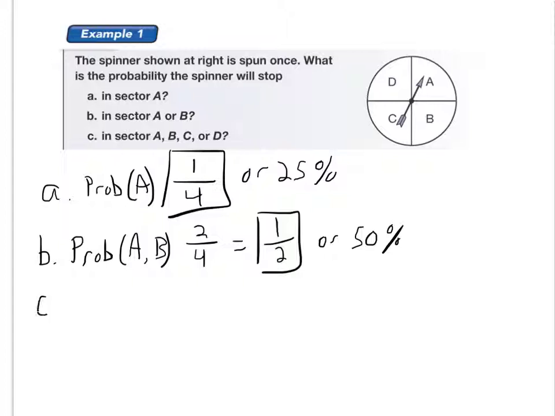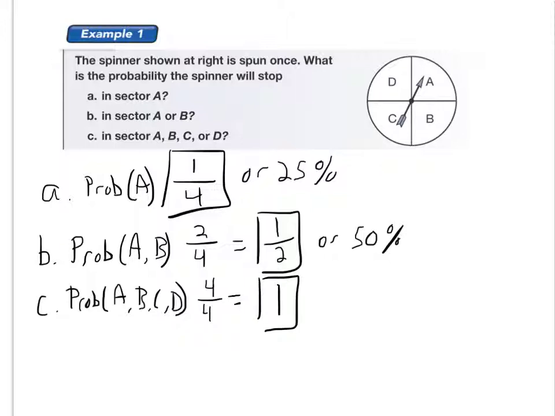So, let's go ahead and see. The probability it's going to stop in sector A, B, C, or D. Well, A, B, C, or D, that's 4 choices out of, and there's still 4 spots on the spinner. So 4 out of 4, that's 1. So the probability is just 1, which would be the same as 100%.